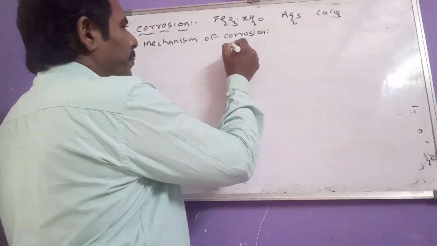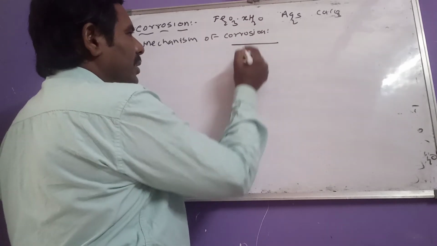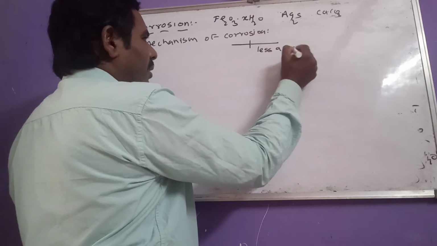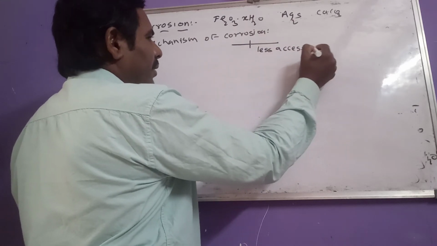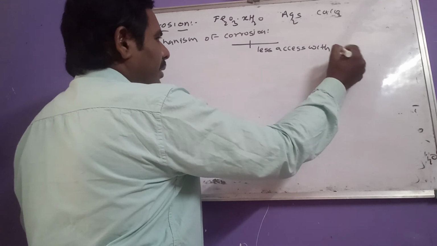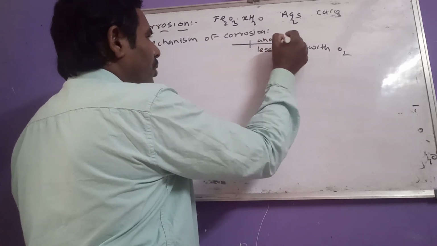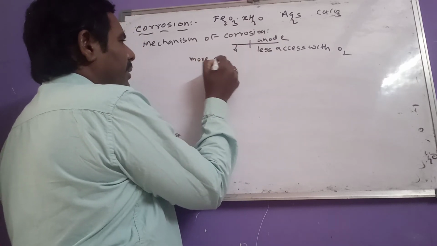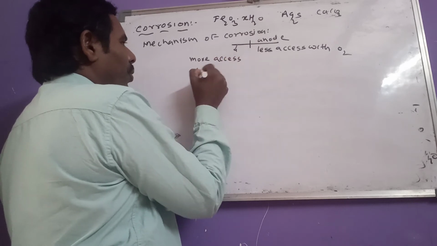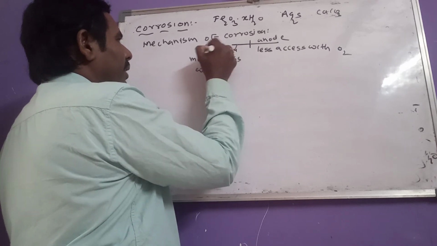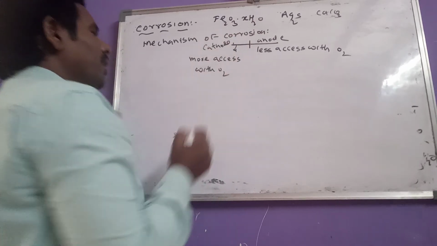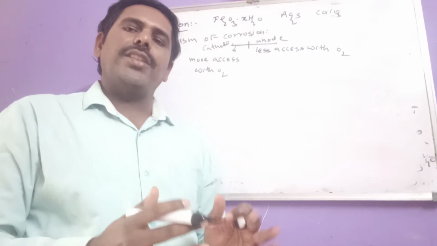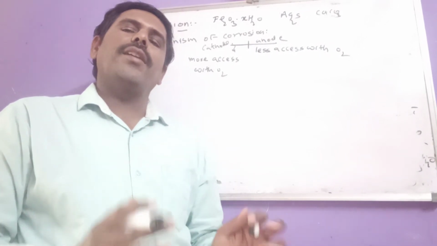So I write here, for example, let it be the iron rod. Now this part has less access to oxygen or air, so this part acts as anode. And if this part has more access to oxygen, this part acts as a cathode. Now this anodic part undergoes corrosion, meaning oxidation, which is nothing but anodic dissolution.